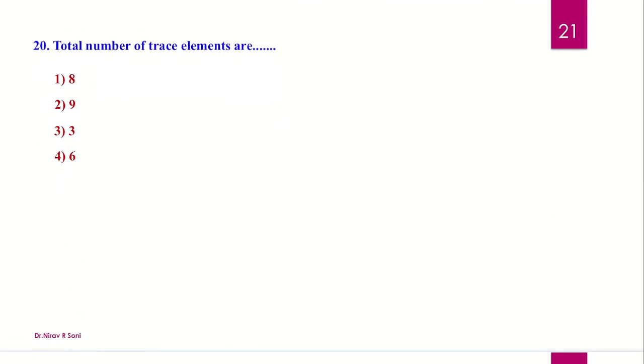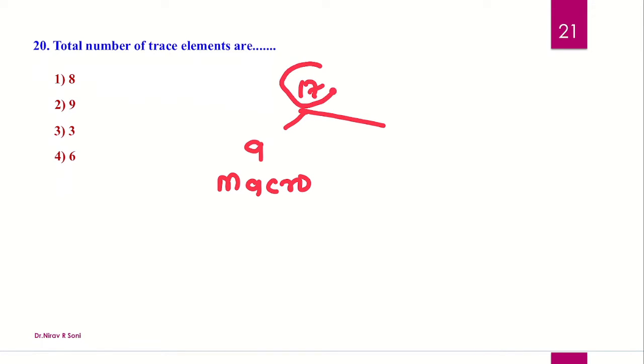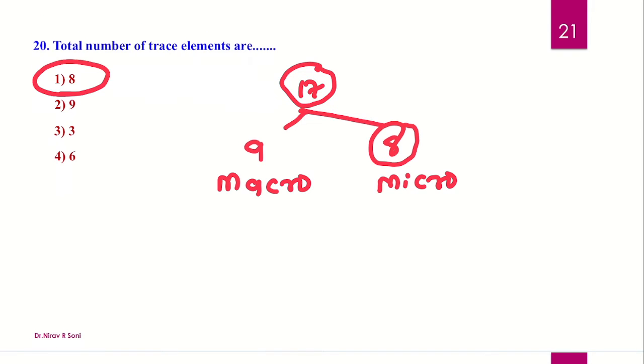Question number 20. The total number of trace elements: 9 elements are categorized as macro, while the remaining are trace, out of a total of 17 elements. There are 9 elements categorized in macro, then the remaining 8 are described as micro elements. That's why you should choose option number 1.